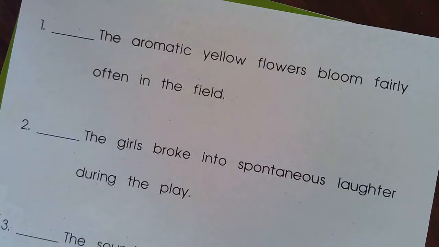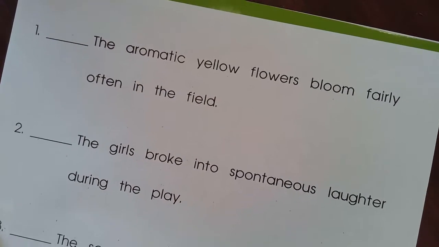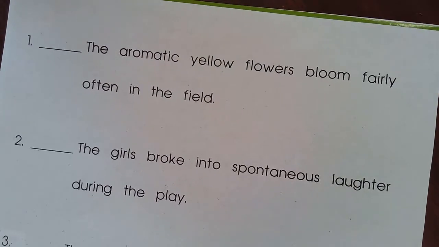Okay, let's move on to our sentences. I'm going to classify these sentences, and then you'll be ready to do worksheet 14. So here's sentence 1. Listen first. The aromatic yellow flowers bloom fairly often in the field. Read it with me. The aromatic yellow flowers bloom fairly often in the field.